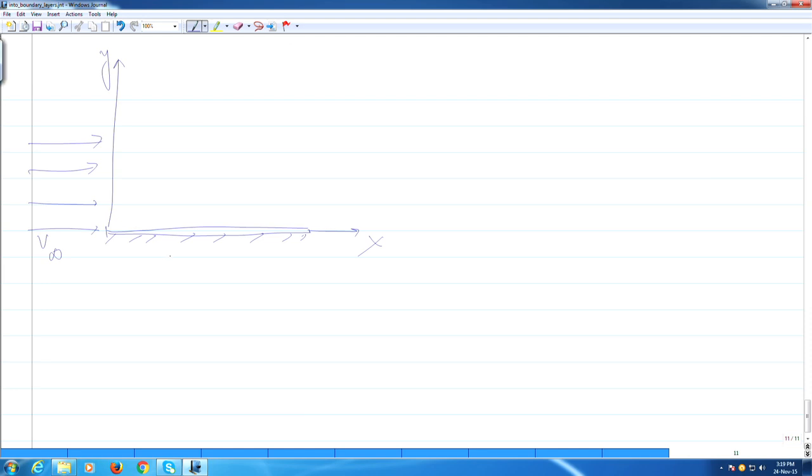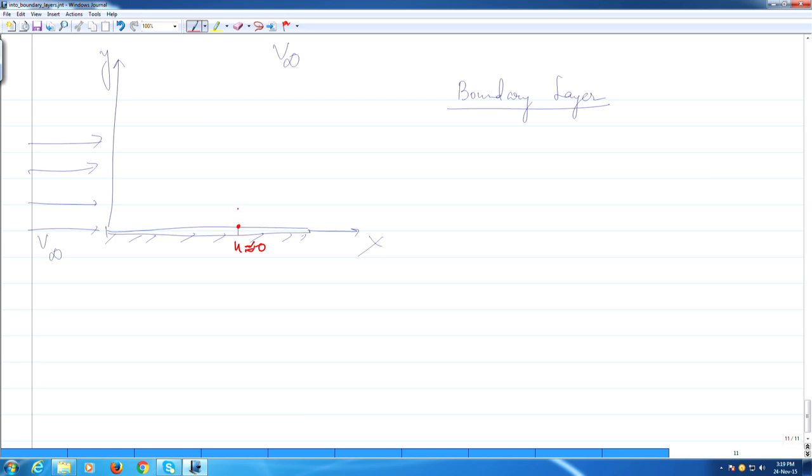Now by definition, what exactly is a boundary layer? It is that layer of fluid. On the outside, this is V infinity. Very far away from here it is V infinity. If you're closest to the plate here, let's use a different color, most probably your velocity is going to be nearly 0.